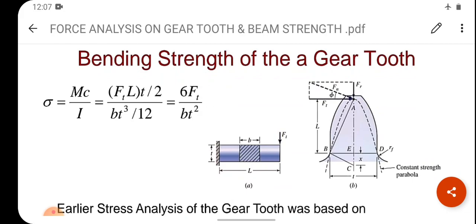So I have drawn another diagram in the middle of this page, where T is the thickness of the cantilever beam. Ft is the concentrated point load acting on the free end of the tooth. L is the length from free end to fixed end. So you know the formula of bending stress. It is given as sigma B is equal to bending moment upon section modulus, that is M upon Z.